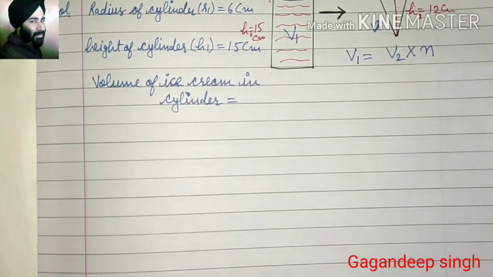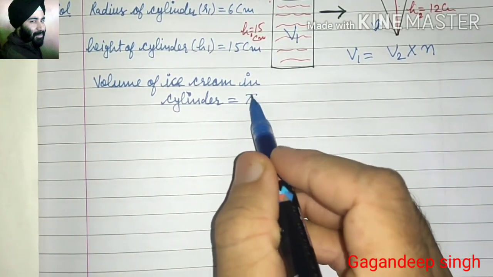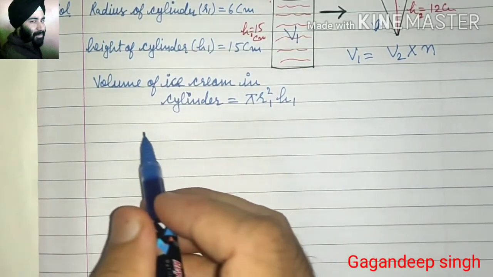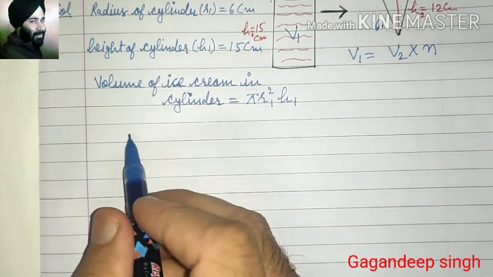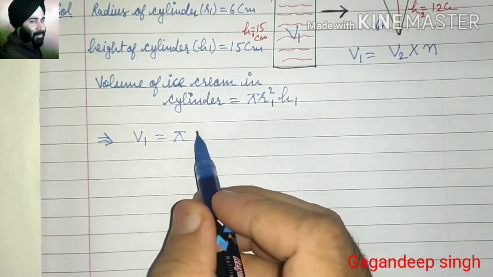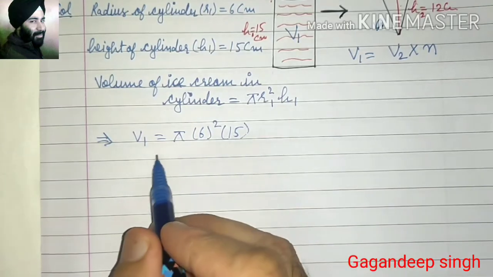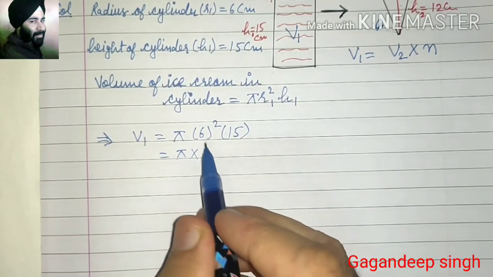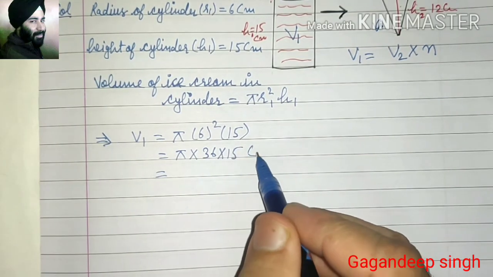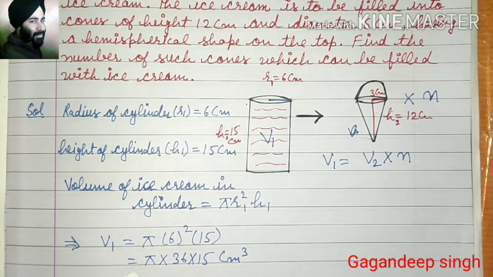So let us calculate volume of ice cream in cylinder. Formula is pi r square h. I write r1 and h1, and volume of ice cream in cylinder I represent with V1, and pi as it is. Radius of cylinder is 6 cm and height is 15 cm. So pi into square of 6 is 36 into 15 centimeter cube.